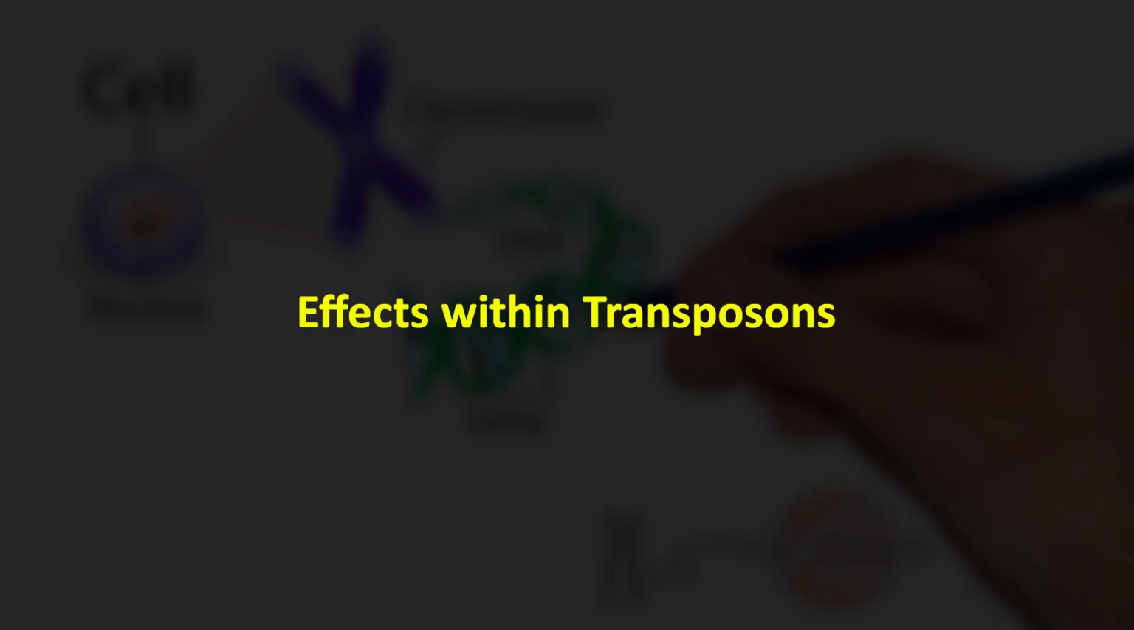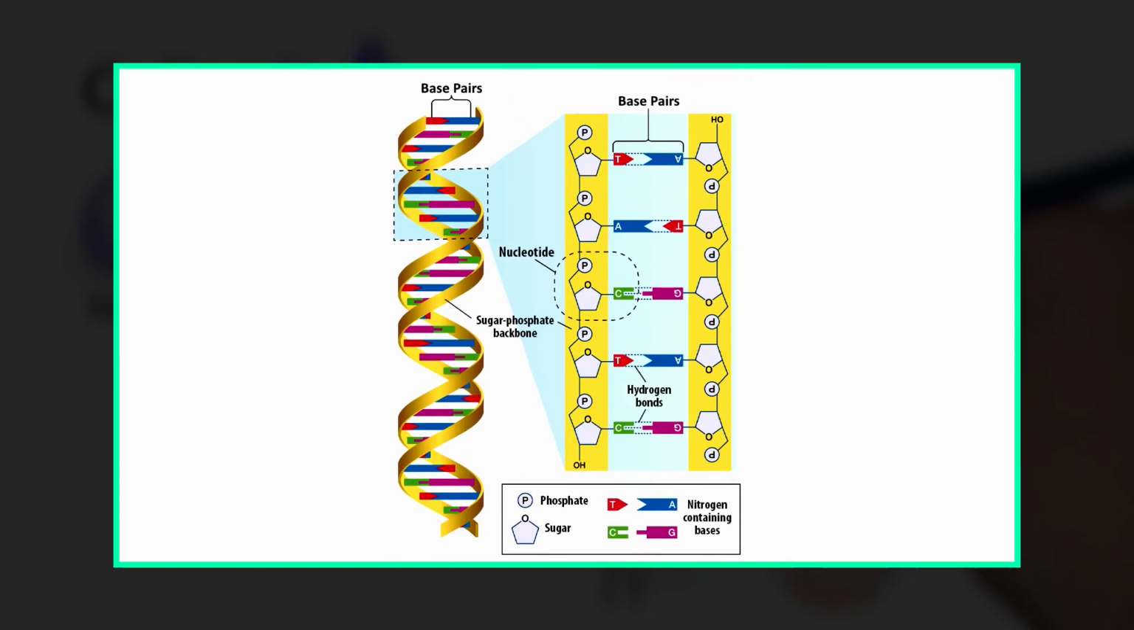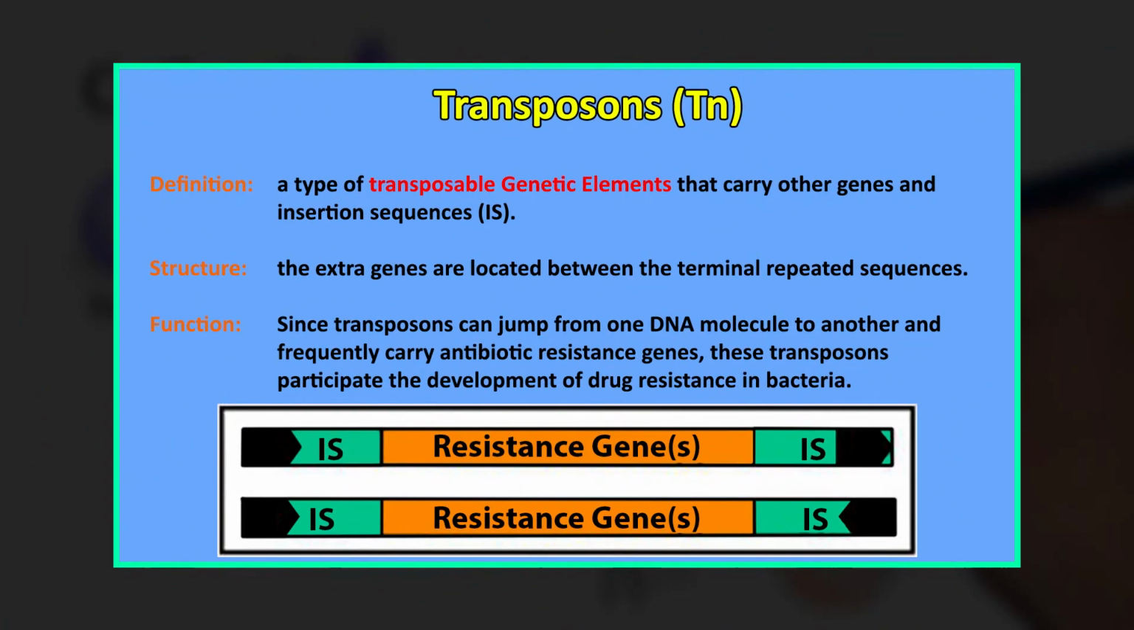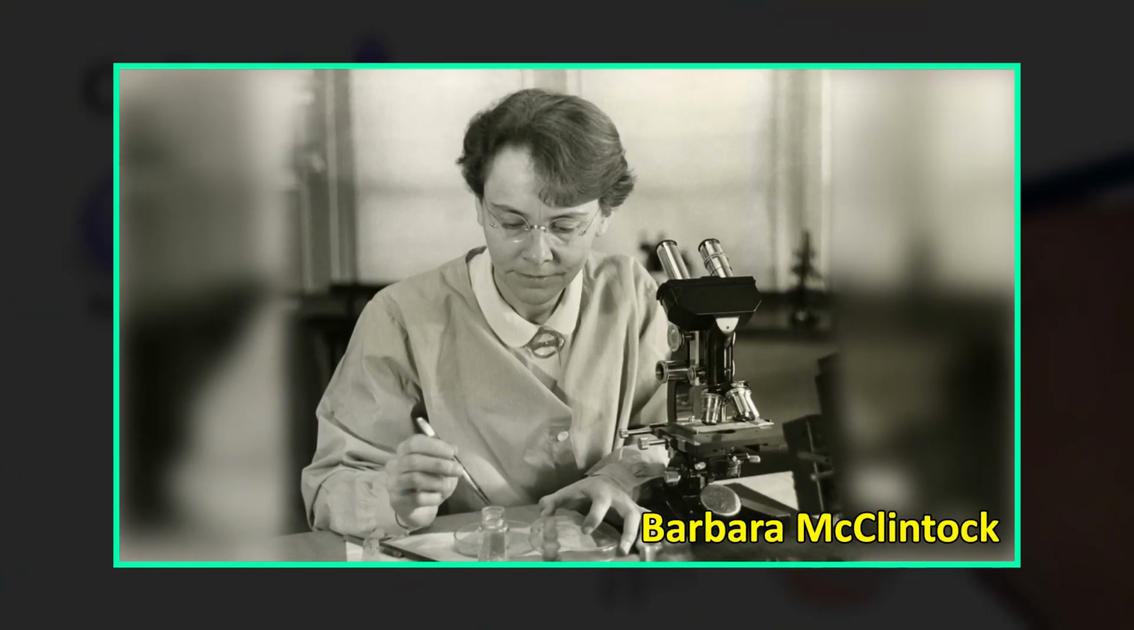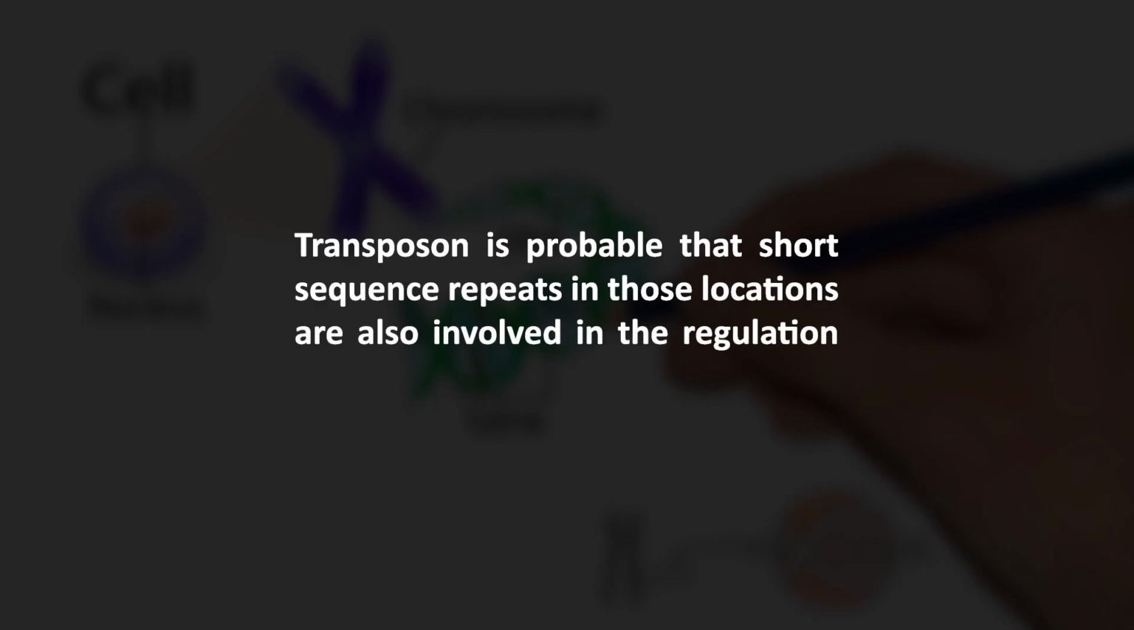Dear students, let's now discuss the effect within transposons. Almost 50% of the human genome is contained in various types of transposable elements, also called transposons or jumping genes, which were discovered by Barbara McClintock. And many of them contain repetitive DNA. It is probable that short sequence repeats in those locations are also involved in the regulation of gene expression.